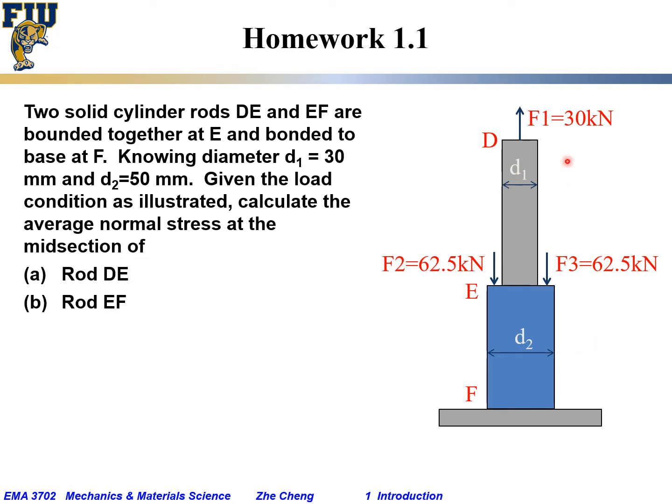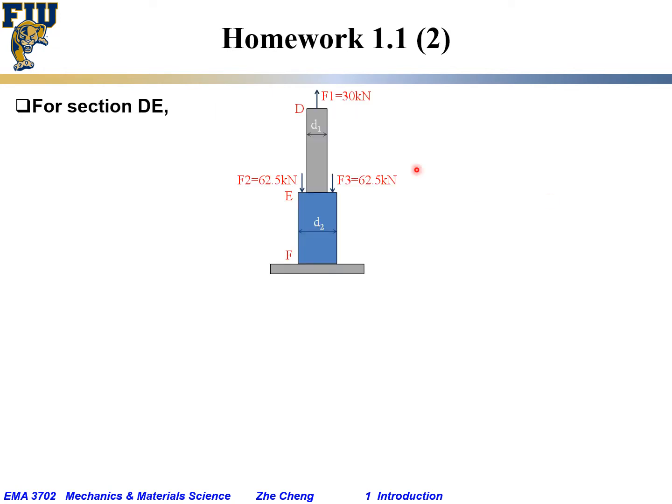So we know the loading condition, we know the geometry, especially the diameters. We want to know the average normal stress. That is our problem. So for the first part, for section DE on the top, I shrink the plot a little bit to show it here. And typically, to do this, we have to go back to statics and draw a free body diagram. Let's cut arbitrarily between D and E, and this is what we have.